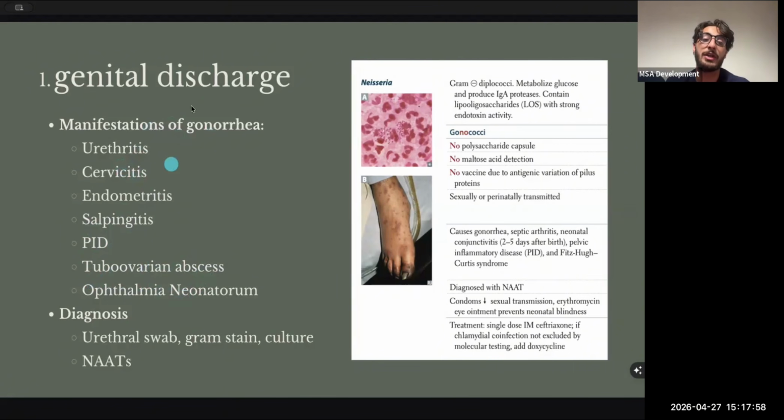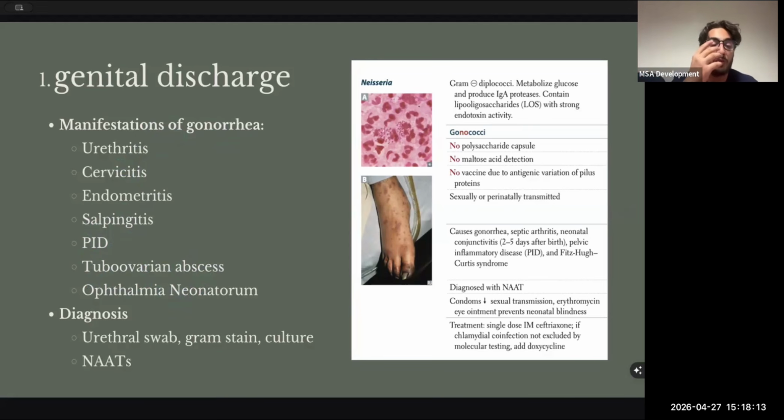One thing that I want to mention is usually when you have gonorrhea in males, it's going to be symptomatic. You're going to see the features classically of dysuria and urethral discharge. In females, it's not as symptomatic. It may be asymptomatic.